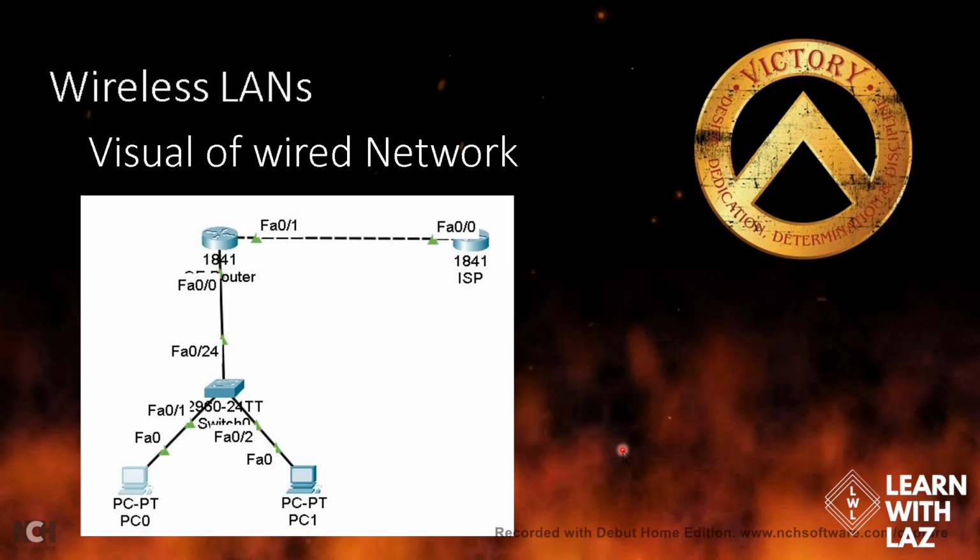So if you look at a very, very basic wired visual, you've got two computers connected to a layer 2 switch that's connected to a router, and then that router is connected to your ISP. Whatever protocols you're using right now, you don't care, but this is how it will look. And this is a very basic drawing because really you're not plugging straight into the switch. This is something we do for practice.